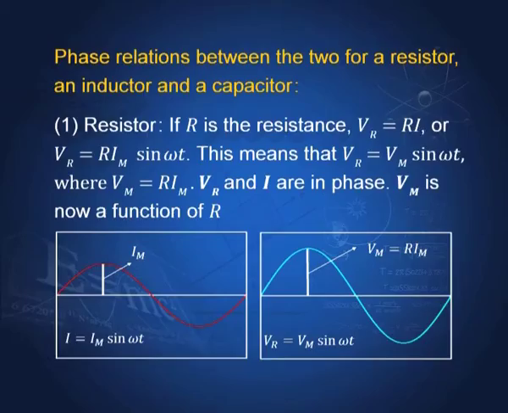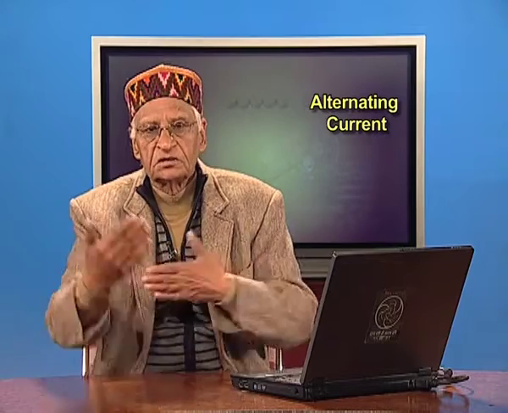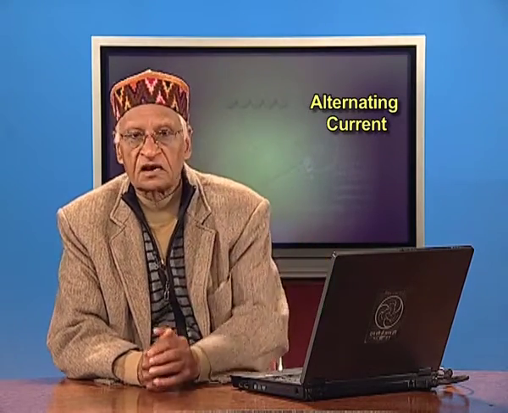Now, we see that I m is the amplitude of the current and V m is the amplitude of the voltage. Because of the sinusoidal nature of currents and voltage, let us find phase relations between the two for a resistor, an inductor and a capacitor. So, we shall have these elements, either 2 of them or 3 of them, and we shall find out how the voltage and the current differ in phase. So, let us take the resistor first.